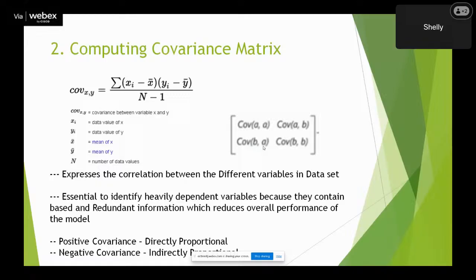Now it is essential to identify the heavily dependent variables, because they contain biased and redundant information, which reduces the overall performance of the model. So that is why you need to identify the heavily dependent variables that exist in our original set, right? It may lead to biasness in our results, and we don't want biasness, and it may lead to redundancy and inconsistencies also. So that will reduce the performance of the model. That is why we are using this particular step number 2.